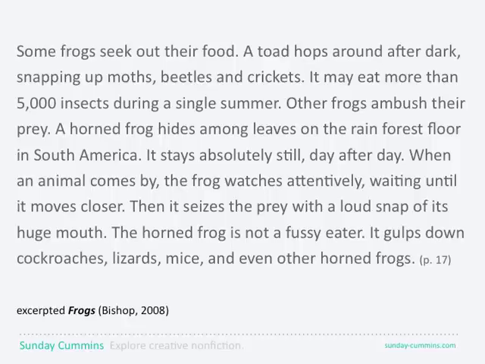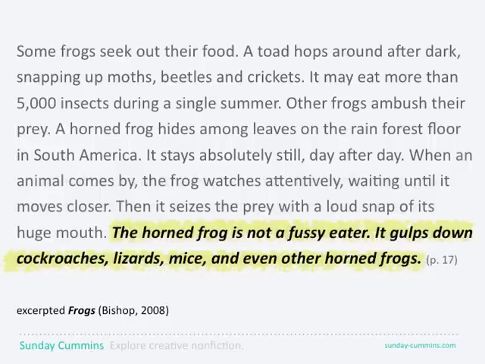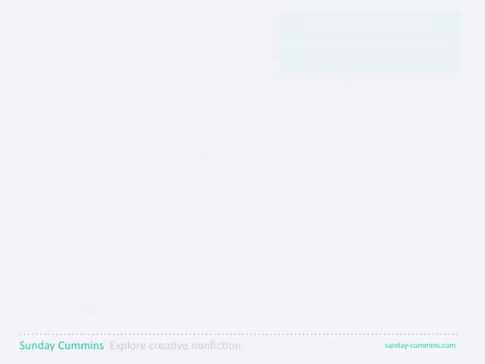This descriptive sequence is followed by a sentence that describes the horned frog as not a fussy eater, and a list of creatures the horned frog eats, which differs from the previous list of what the toad eats. If a student read the text closely, as we just did, their synthesis might sound like this.